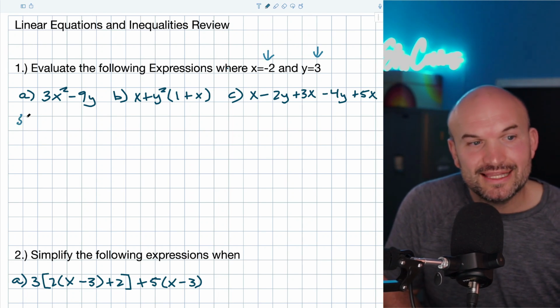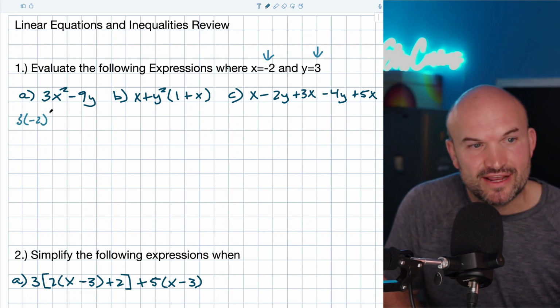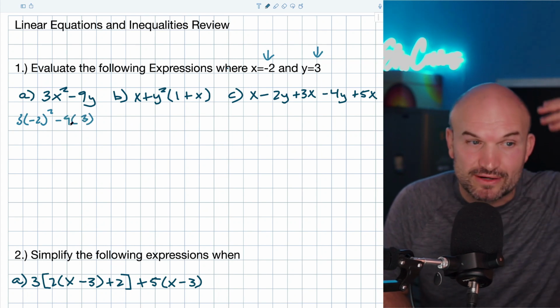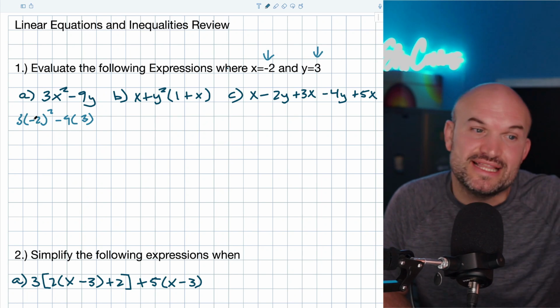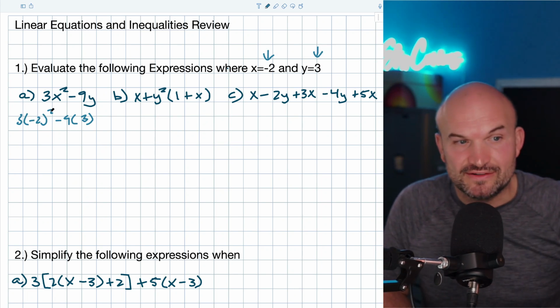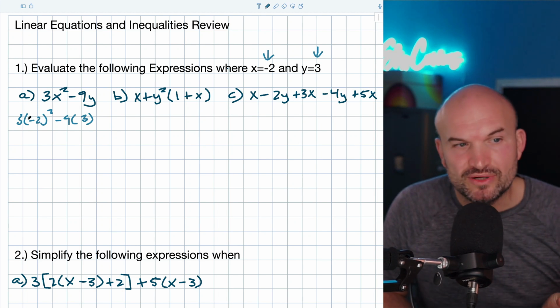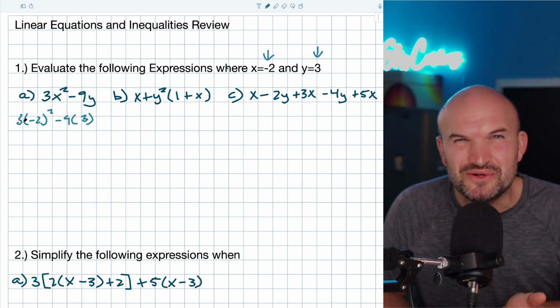Now, what I always like to do is put parentheses around a value that I'm inputting. The reason is, one, it reminds me that I replaced x with a -2, and two, it keeps that negative preserved. If you didn't put the parentheses, it would look like a 3 minus 2, which would be kind of weird.